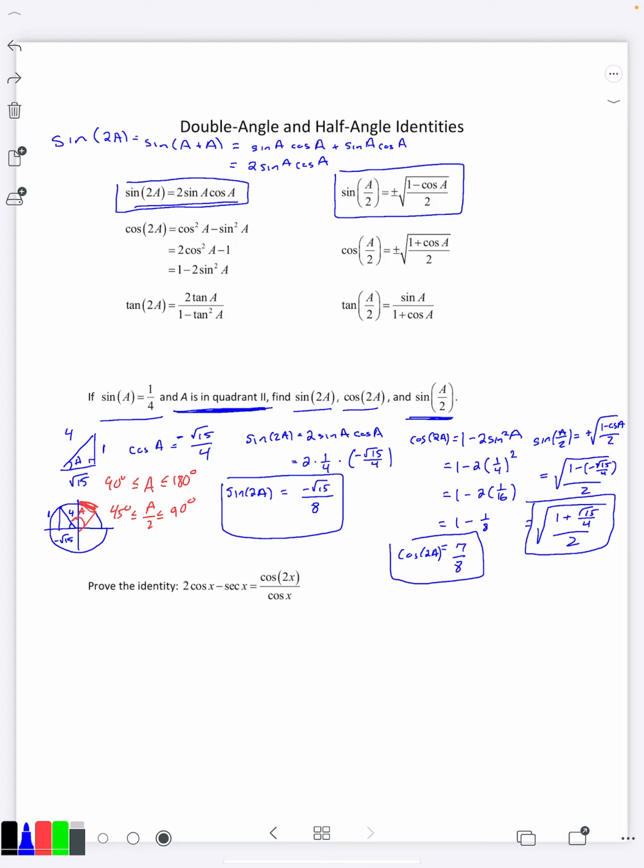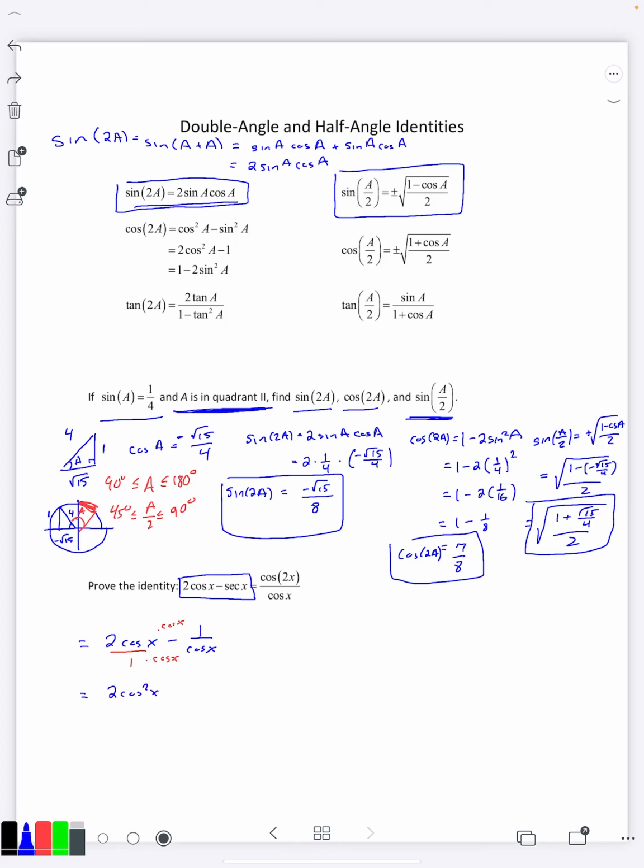Now for the second problem here, we are trying to prove a trig identity using these double and half angle identities. We can choose to start from the left or the right. I honestly don't see much preference here for left or right. I'm going to choose to start with the left. I'm going to do what we've done many times before and convert things into sines and cosines. So we have 2 cosine x minus, and then secant gets replaced by 1 over cosine x. I'm then going to go ahead and make them both into fractions with common denominators. Multiply top and bottom by cosine x here.